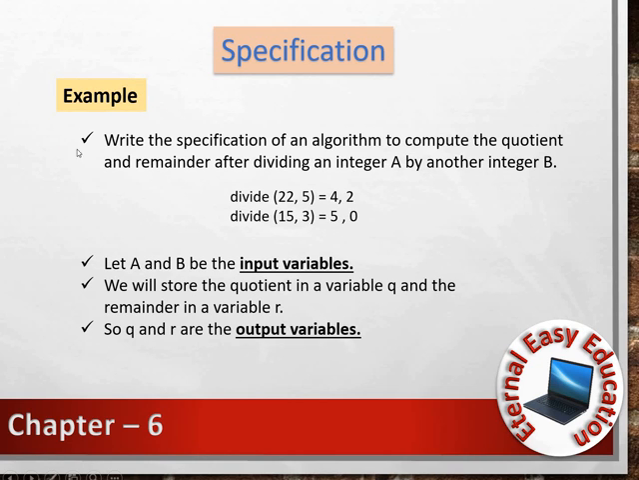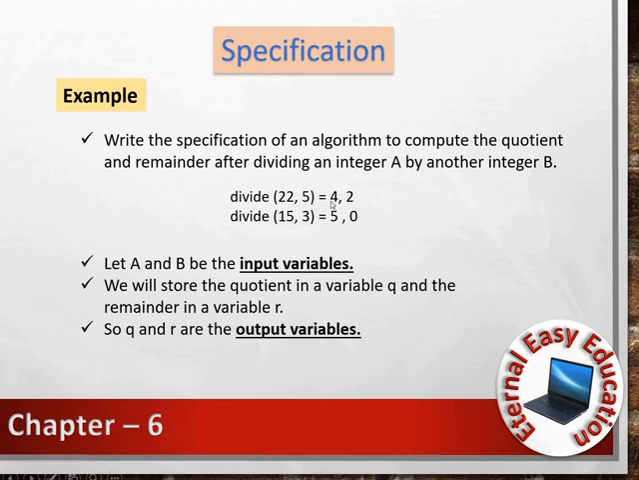For example, write the specification of an algorithm to compute the quotient and remainder after dividing an integer a by another integer b. That means a simple division sum. There is an integer a and another integer b. We are going to divide it. So they have given an example here as 22, 5. So 22 is divided by 5. So what will be the result? 4 is the quotient and 2 is the remainder.